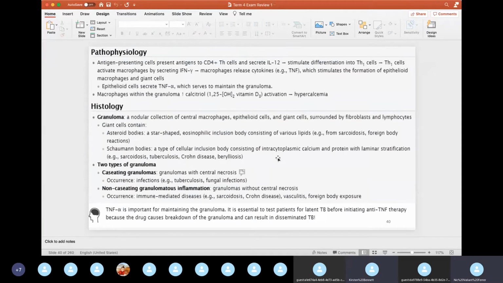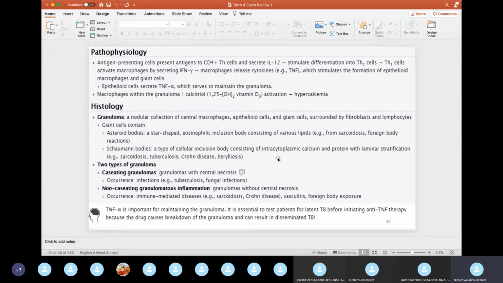Exactly. So your body cannot completely degrade the organism. Therefore, it just walls it off. It can't just degrade it. So you have persistent inflammation, fibrosis, and organ damage.